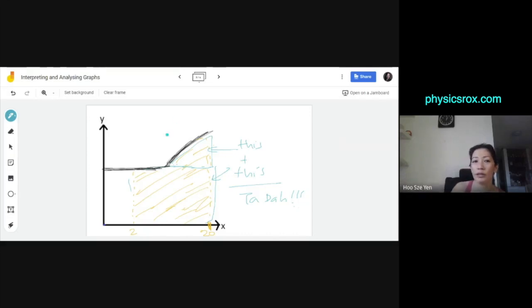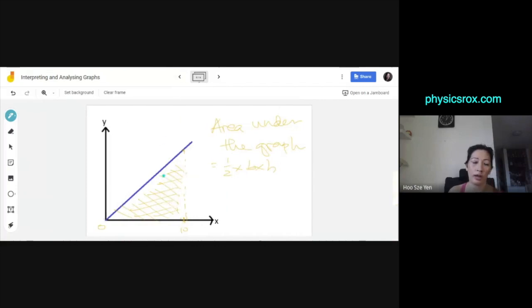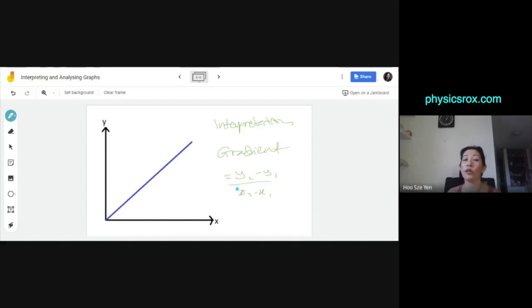Okay. Sorry, I'm just going to backtrack a bit to the gradient. By the way, when you calculate gradient for the graphs, besides calculating, you also need to show the gradient triangle on the graph. Okay, what I mean by gradient triangle is this. You know x1, y1, x2, y2, right? So let's say we take this point as x1, y1, and let's say we take this point as x2, y2.